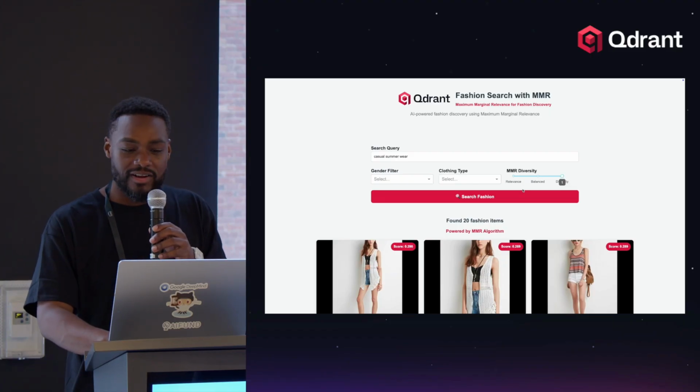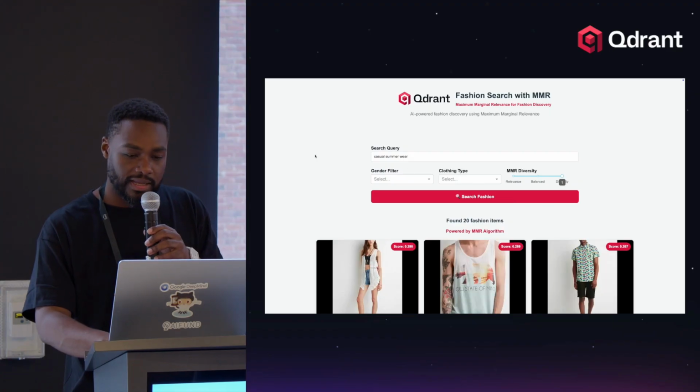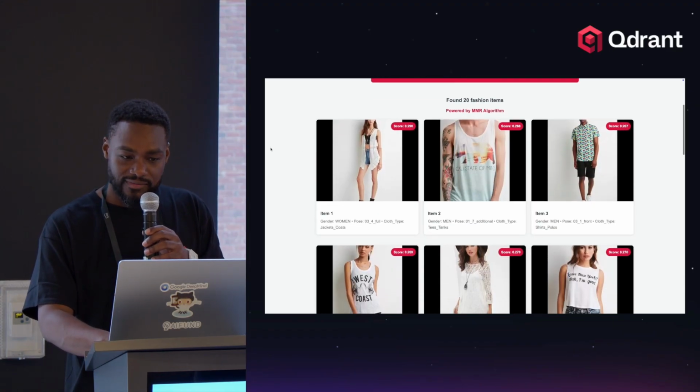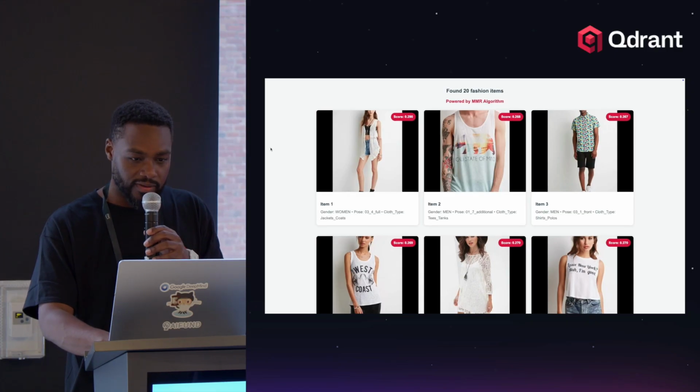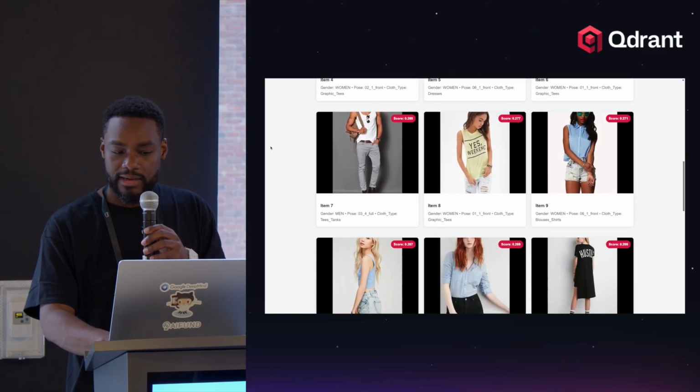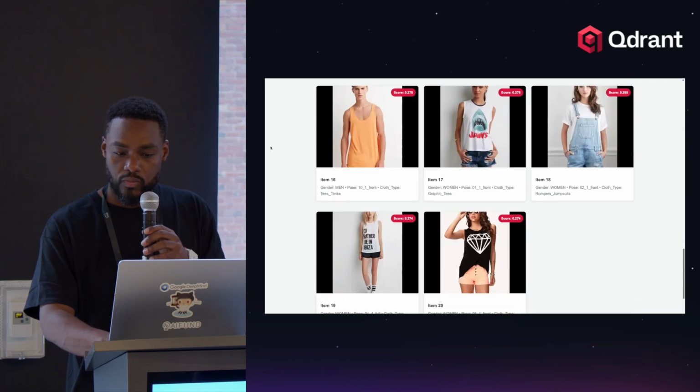So now we're going to turn up the diversity and run this search again. And what you see here is not only do we get some items actually for men, which I don't think we did in the relevance one, there's not going to be any duplicates here, right? We've got a nice variety of summer casual wear.